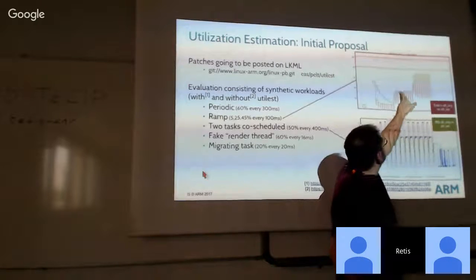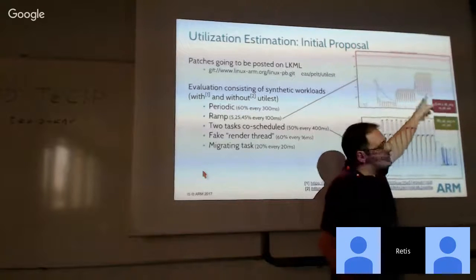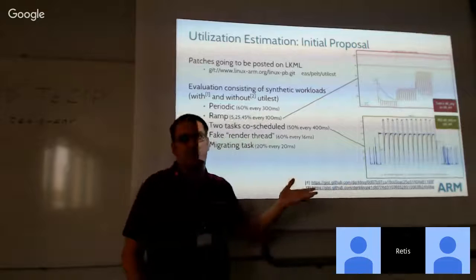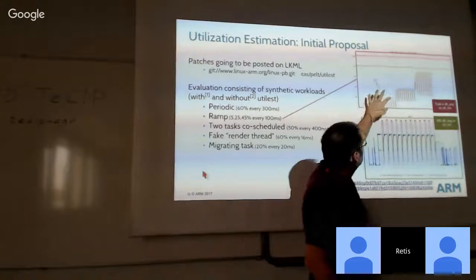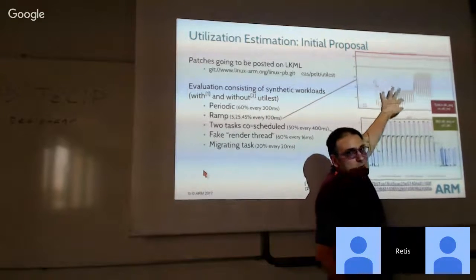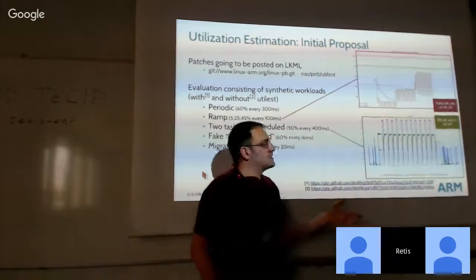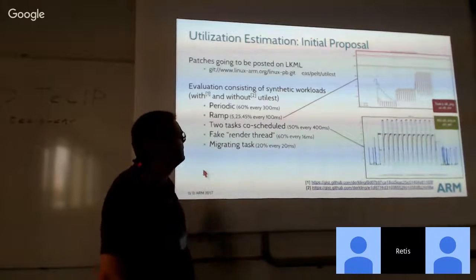And so even if PELT is oscillating up and down, the estimated utilization for this task every time it wakes up is that one. So we know that it's a task that requires this amount of CPU bandwidth and not something which is changing while the task is running. So it's following it that way.